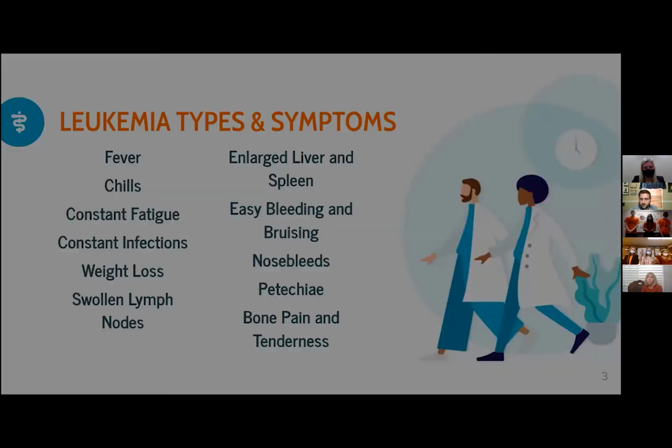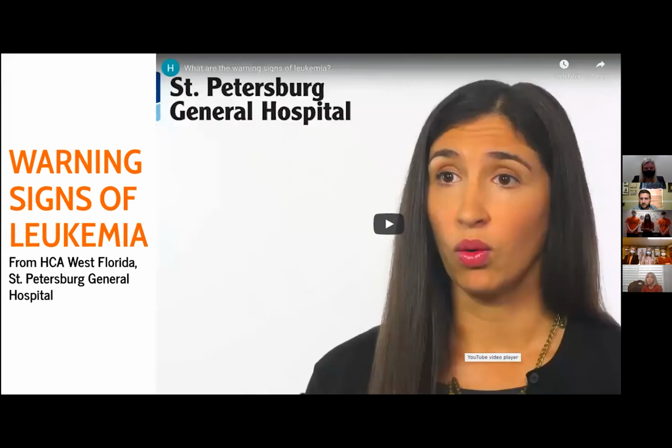One of the biggest keys to beating leukemia is early detection. In this short video, Dr. Monique Sajad from St. Petersburg General Hospital outlines a few key aspects of early detection and symptoms.